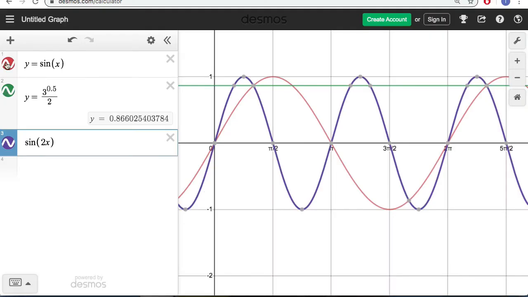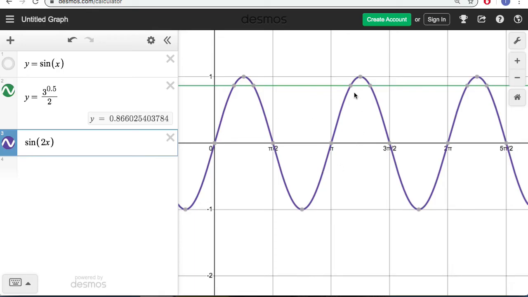Let me get rid of the original sine function. So I found these two answers, pi over 6 and pi over 3. But we want all of the answers between 0 and 2 pi. And notice this function does 2 cycles between 0 and 2 pi, right? Because it's been horizontally compressed by a half. So I found these two answers.